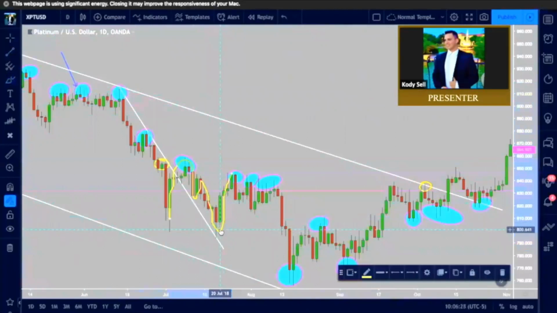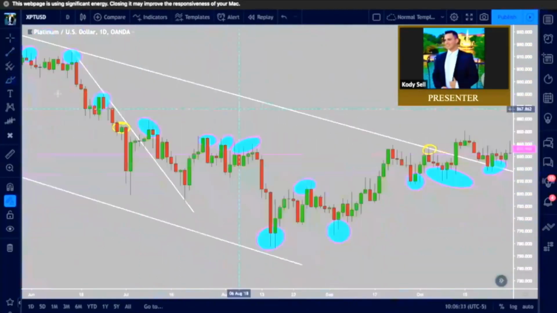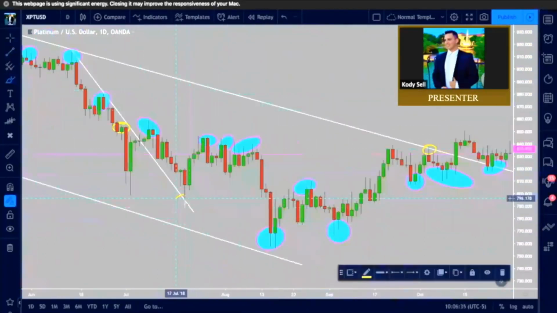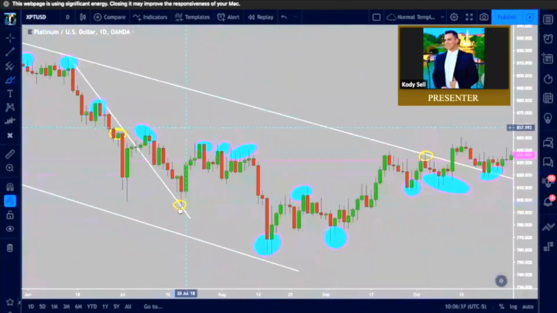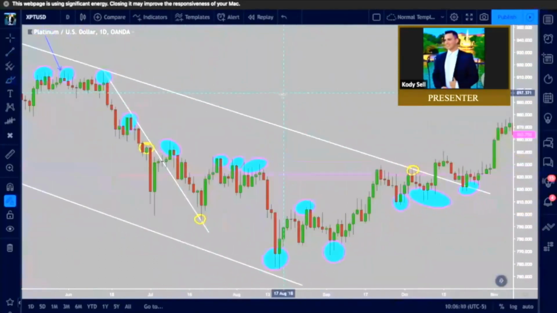Look at this. Get rid of this. This is incredible. Pinpoint support on the other end, bounced up. Very nice trading opportunity. Okay, what else?